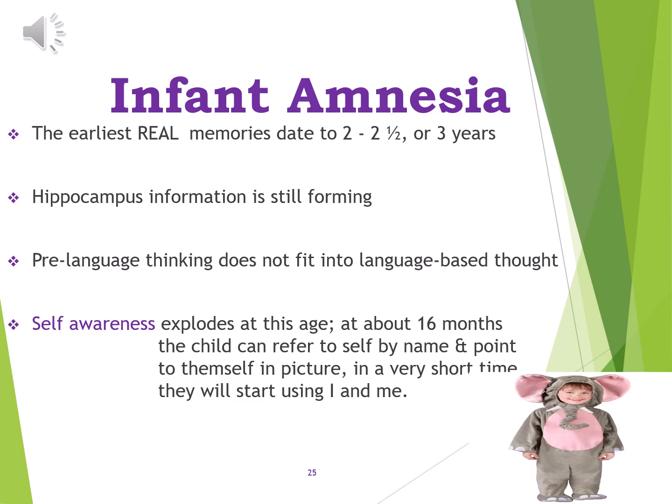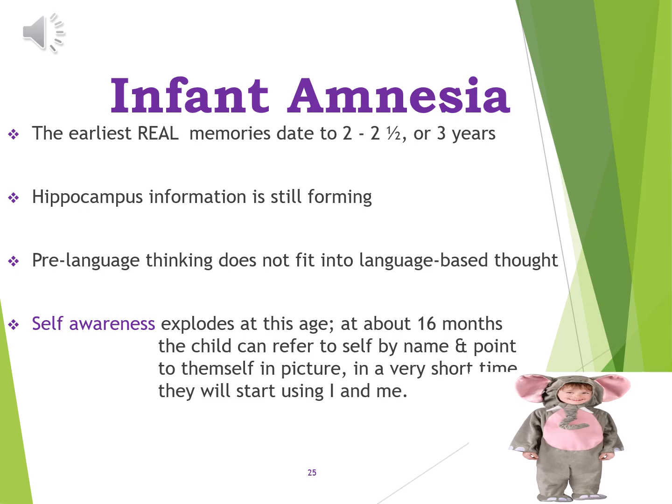We should also say that self-awareness explodes at this age. At about 16 months, a child can refer to themselves by their name, Jimmy or Mary or Jamal, whatever, and point and name to themselves in a picture. And in a very short time, they use me and I, which again tells you that they are now becoming aware of themselves. Some exceptions to the pre-language and self-awareness are some individuals on the spectrum.